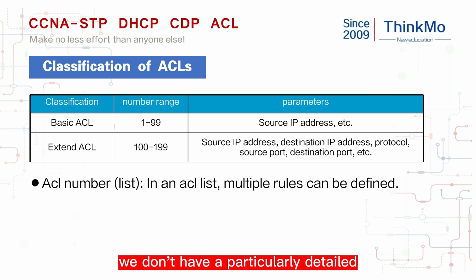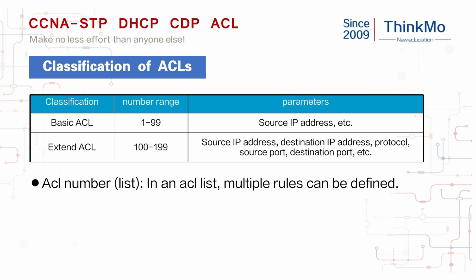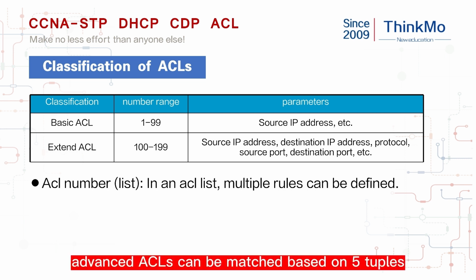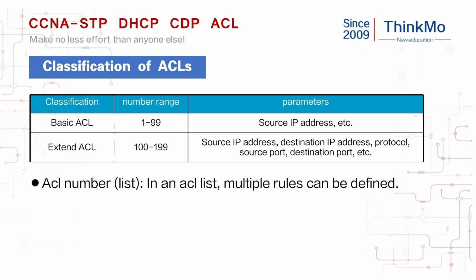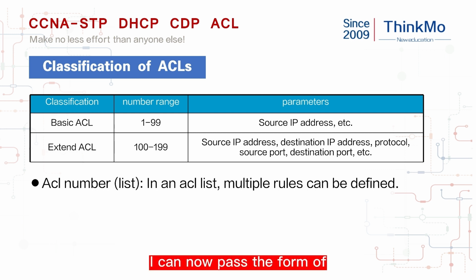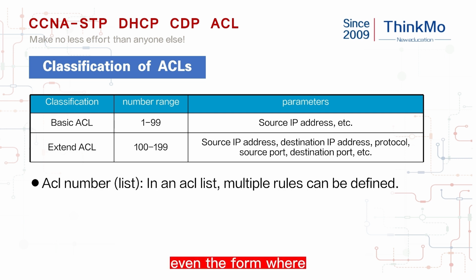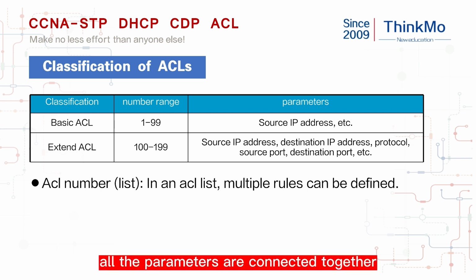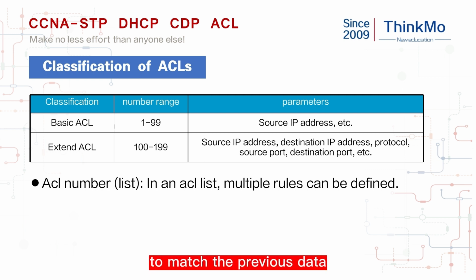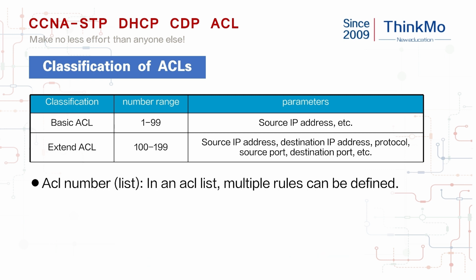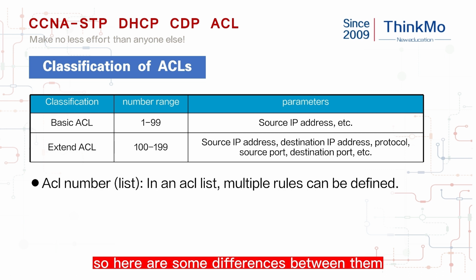We don't have a particularly detailed understanding of TCP in our Cisco courses. Advanced ACLs can be matched based on 5 tuples. That is to say, I can now use the source IP and destination IP plus protocol, even the form where all the parameters are connected together, to match the previous data. It is more precise. So here are some differences between them.